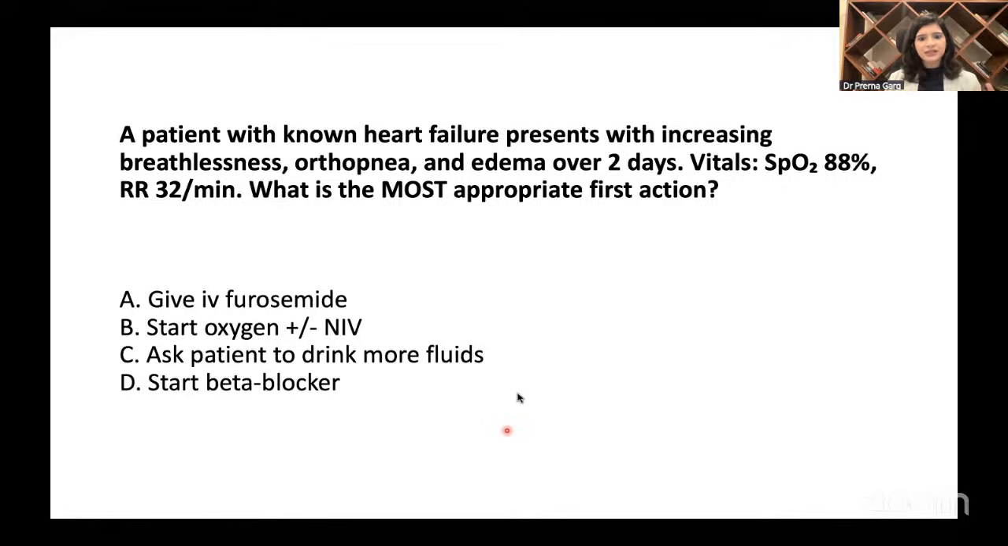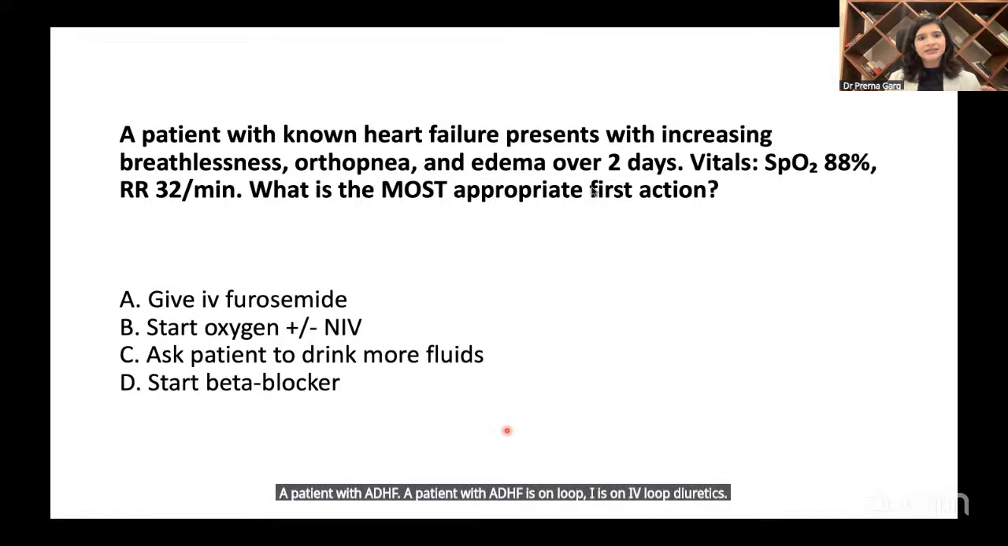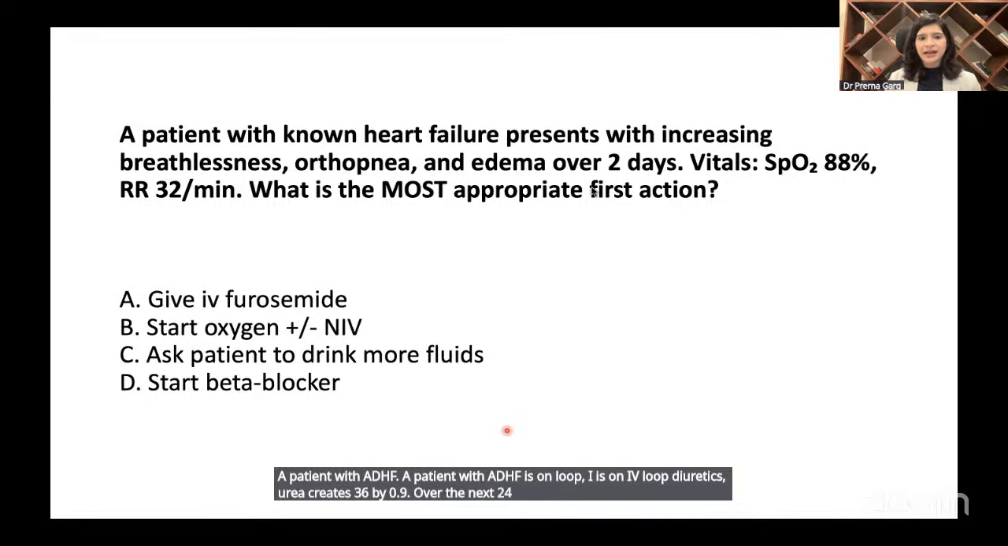A patient with ADHF is on IV loop diuretics. Urea creat is 36 by 0.9. Over the next 24 hours, urine output is adequate. It is 100 to 150 ml. A repeat KFT shows urea creat 42 by 1.2. The patient is clinically improving. What is the most appropriate next step?